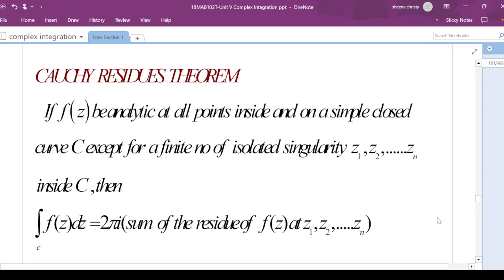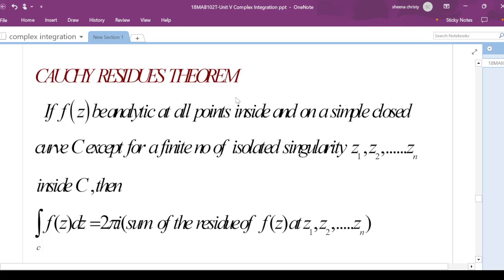Welcome students. In this lecture we are going to learn about Cauchy's residue theorem. This residue theorem is helpful for evaluating complex integration problems in a very easy manner by knowing the poles of the function.